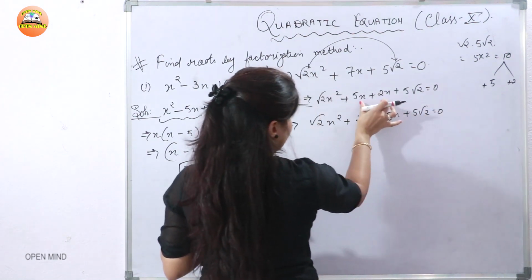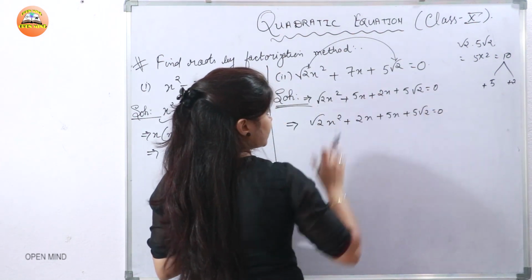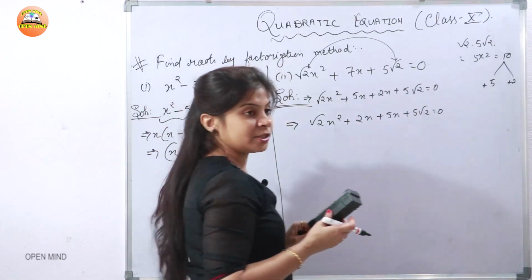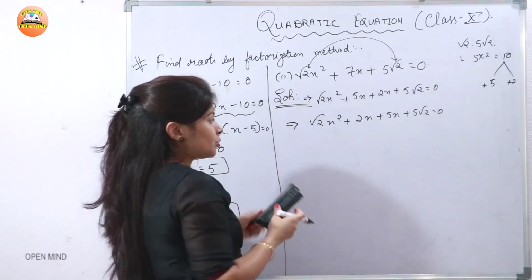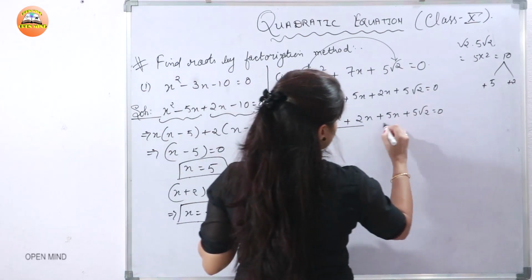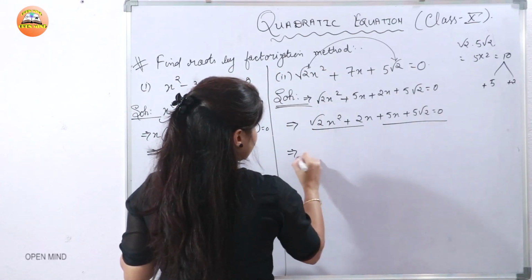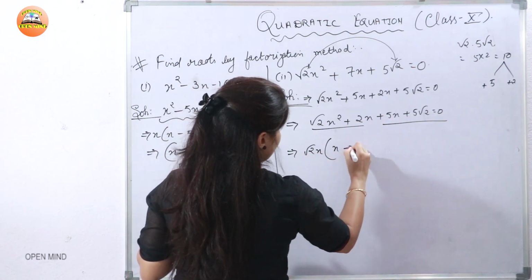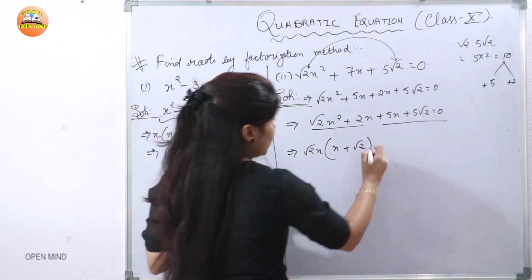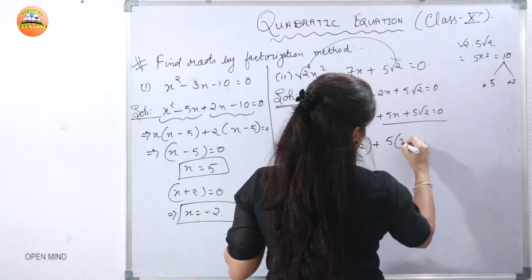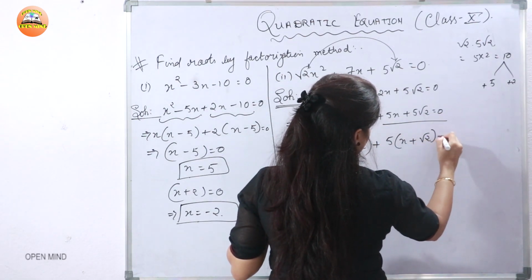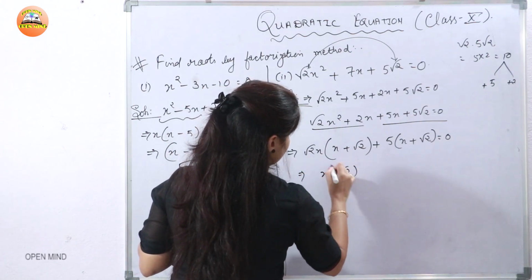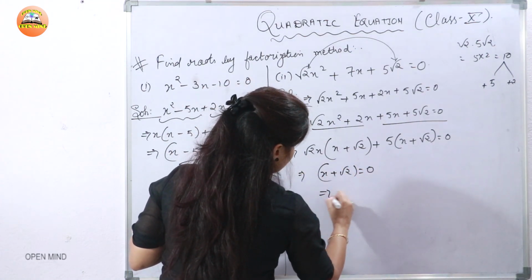Why I rewrite, I just change the places because 2 was over here, 2 is here, 5 is here, 5 is here. So it's very simple for us to take out the common terms now from these two and these two. So this implies we take out common root 2x. So it will be x plus under root 2, and here we take out 5 common, it will be x plus under root 2. So this implies x plus under root 2 is equals to 0.